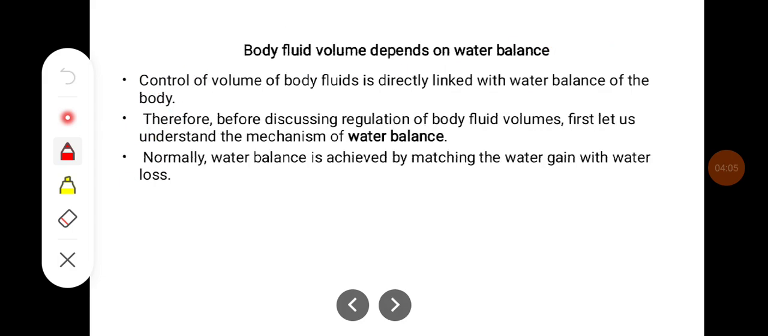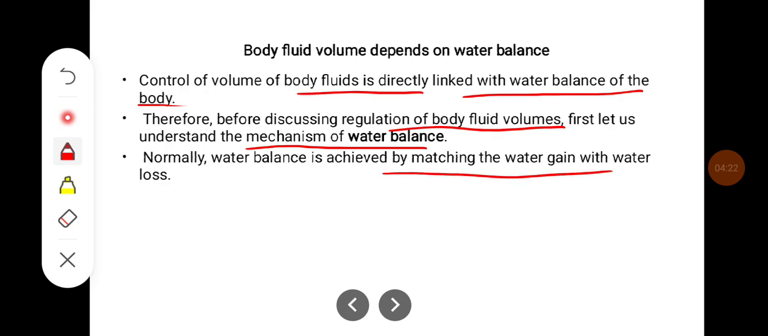The body fluid volume depends on water balance. The control of volume of body fluids is directly linked with the water balance of the body. Therefore, before discussing the regulation of the body fluid volumes, first let us understand the mechanism of water balance. Normally, water balance is achieved by matching the water gain with water loss.